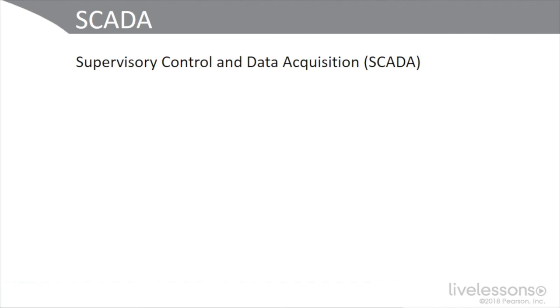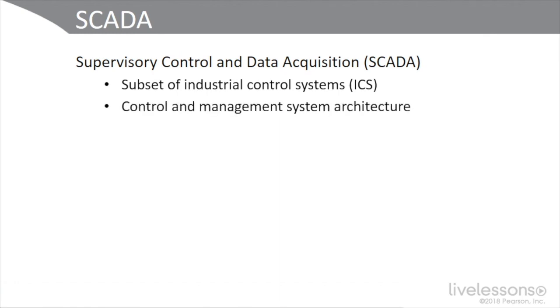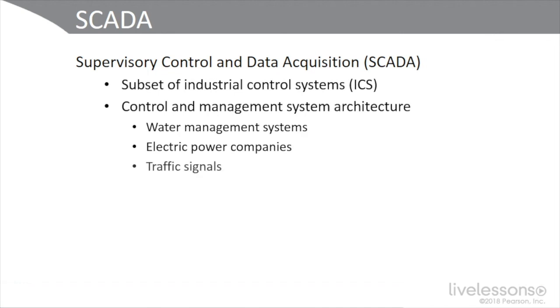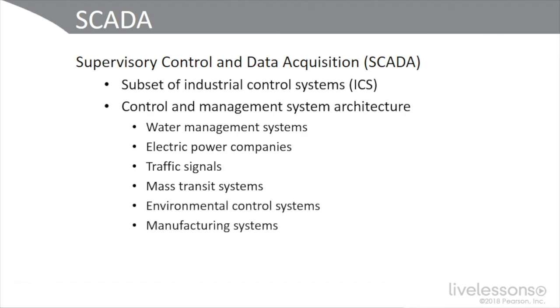There's also supervisory control and data acquisition systems, or SCADA. This is a subset of the ICS, the industrial control systems that are used by a wide variety of utilities, for example. As a security practitioner, you need to understand your organization or your customers' control and management system architecture. These could be water systems, electric power companies on the grid, traffic signals in a metropolitan area, mass transit systems use SCADA systems, environmental controls, and manufacturing systems.